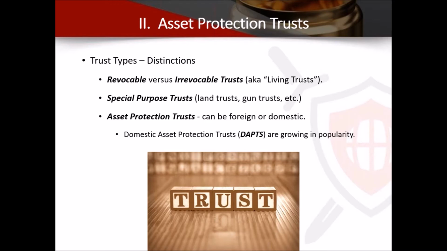We have listed here on the slide special purpose trust. That's where you're actually creating a land trust or a gun trust or a dog trust or whatever. Or an educational trust for kids, or a life insurance trust. There's different types. That's right. And so they serve a certain purpose. Sometimes it is a protective purpose, but typically it's not something you can generally invest through. So there's special purpose. Then you have these asset protection trusts.